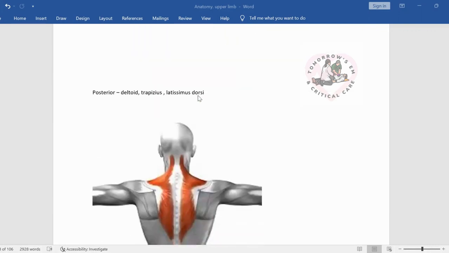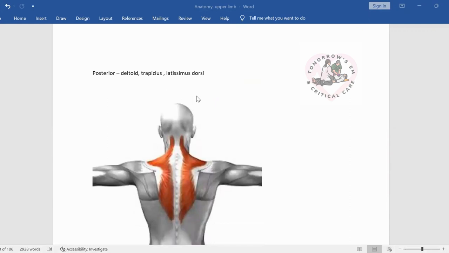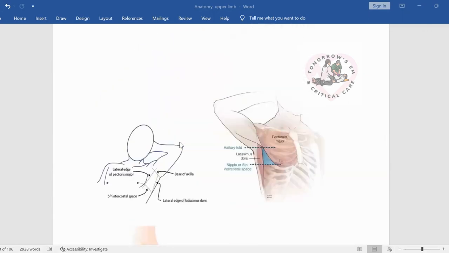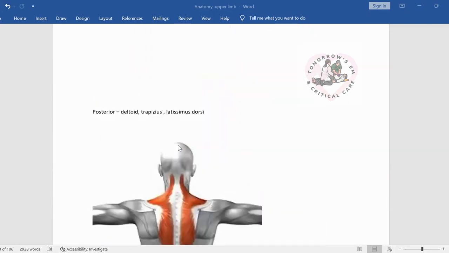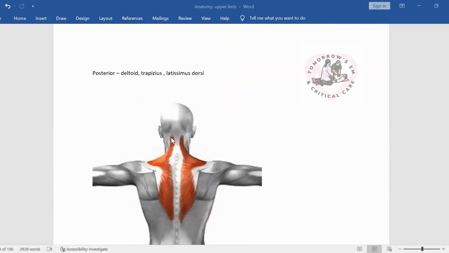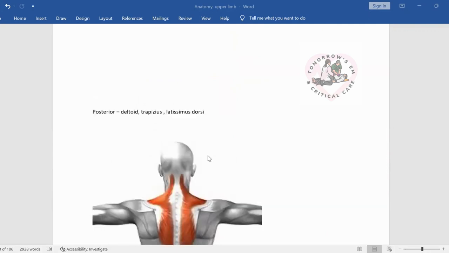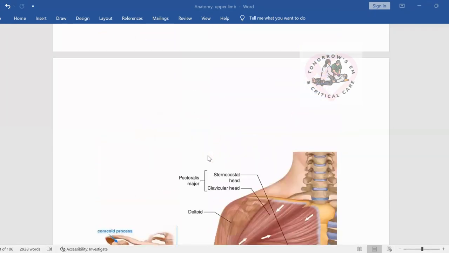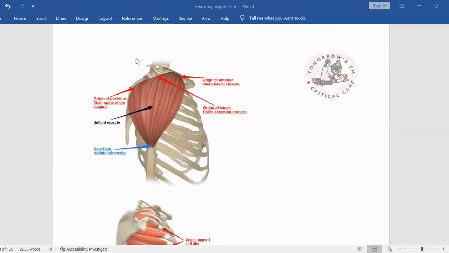Now the muscles of the shoulder, very important. This one is deltoid. We have discussed deltoid, so no need to discuss it here. Just think of the posterior fibers of the deltoid: the origin is the spine of the scapula, mostly, and part of the acromion, and it is inserted into the deltoid tuberosity.